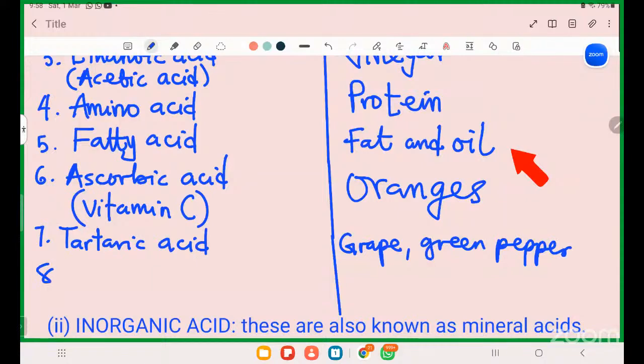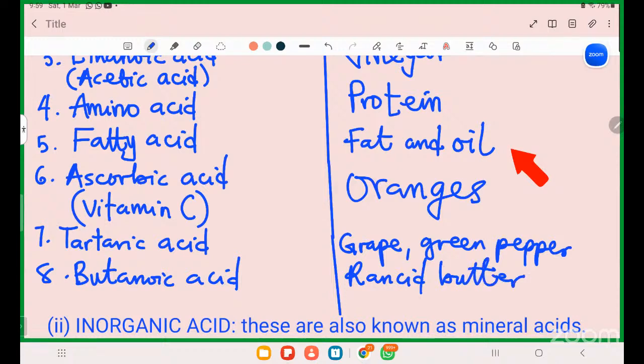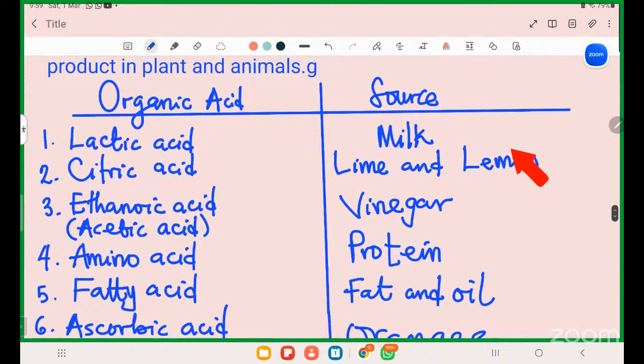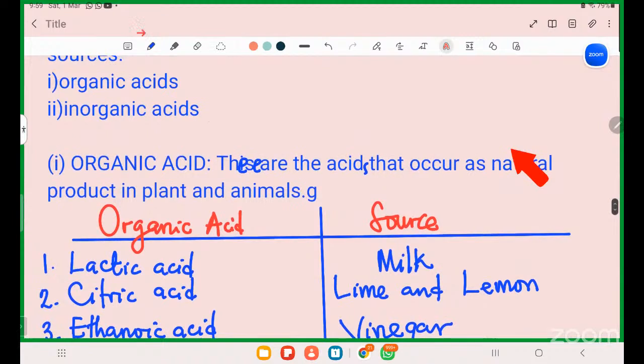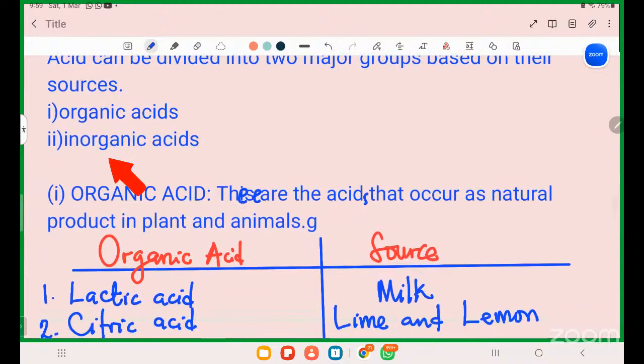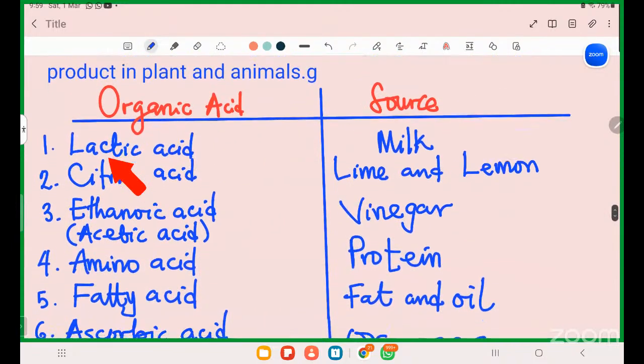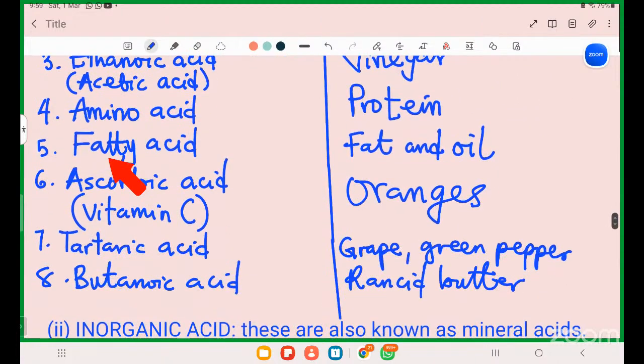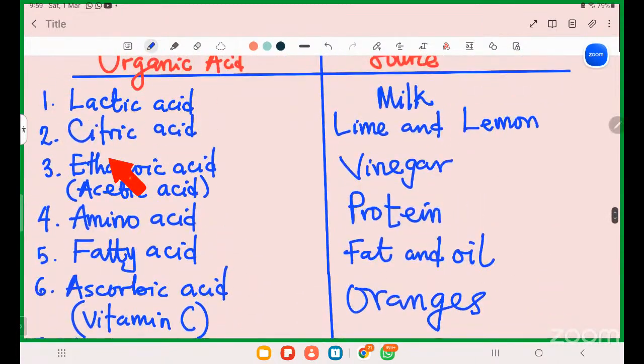And the last example is butanoic acid. We see that in rancid butter, that has gone rancid. Okay, so those are the types of organic acids that we have. Don't forget we said acids can be grouped into 2, organic acid and inorganic acid. So we dealt with organic acid, and you know the sources of each of those organic acids.